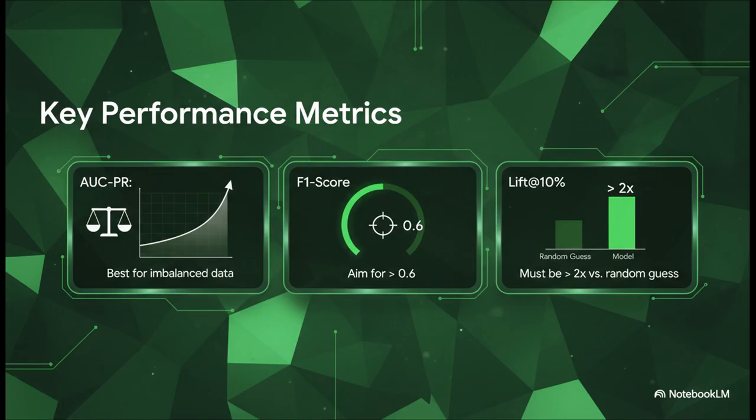AUCPR, that one measures how well the model can tell the difference between churners and non-churners. Then there's the F1 score, which gives us a nice balance between finding the churners and not making a bunch of false alarms. We're aiming for an F1 score over 0.6 and a lift over 2x, which basically proves our model is at least twice as good as just guessing randomly.